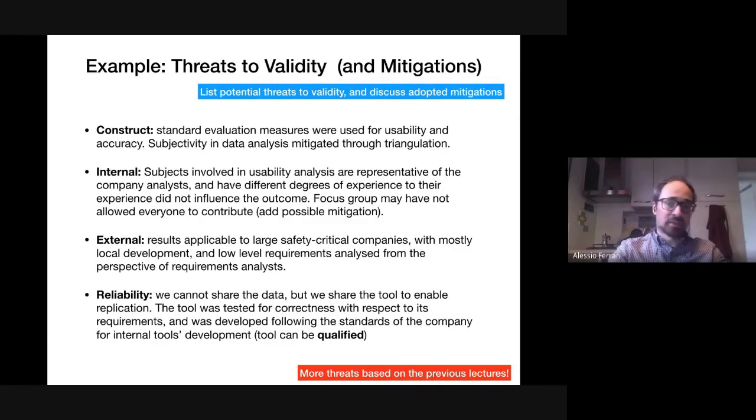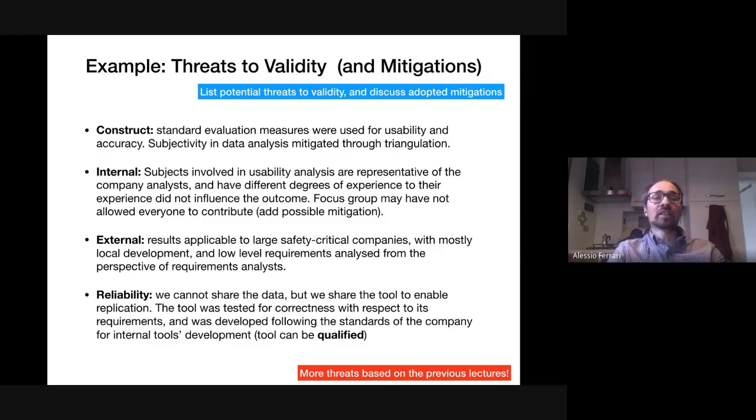You list the potential threats to validity, and you adopt here the mitigation strategies that you adopted. For example, for construct validity, you can say that usability and accuracy were constructs, but you evaluated them in a standard way, with the standard evaluation measures that are well accepted. So this link between the constructs and the measures is somewhat established by the literature. Okay, so you are guaranteed.